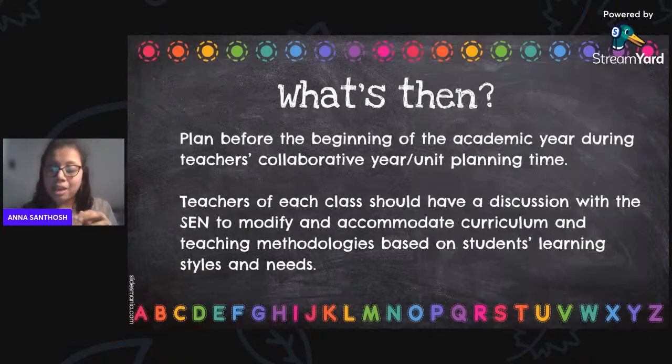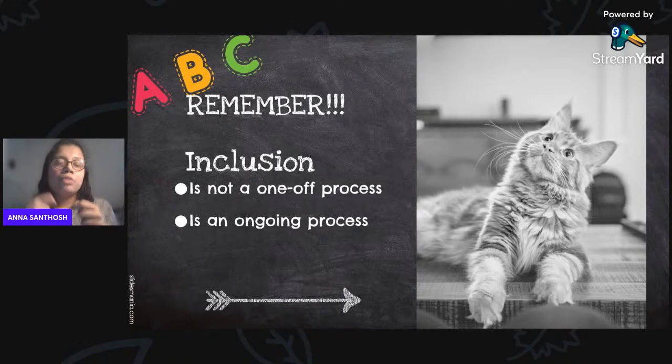It is not like I did this in the beginning of the academic year, we sat with the SEN teacher, discussed, planned everything, and okay, everything is set, so this is inclusion. No, it is an ongoing process. Sometimes you might have to change the plan in the middle of the academic year, because some plans may not be addressing the students' needs. In that case, you will need to reconsider what you have planned to have inclusive learning in the classroom. So it is an ongoing process. Please don't think that you have already set everything with the SEN teacher at the beginning of the academic year.